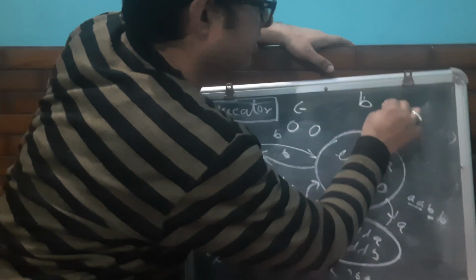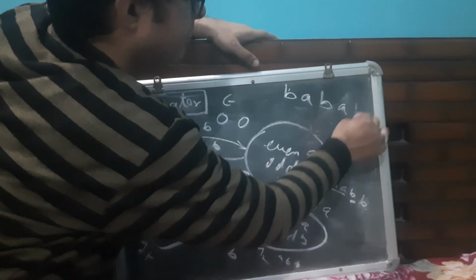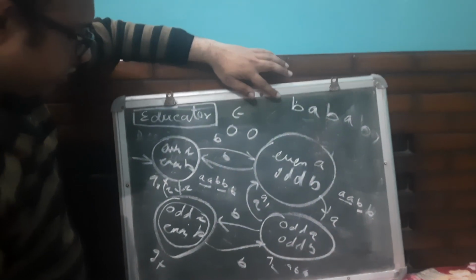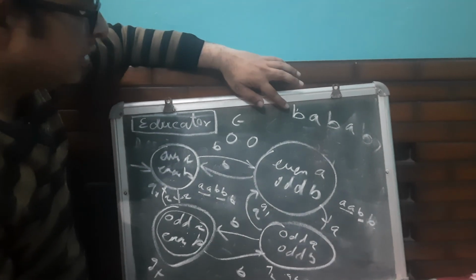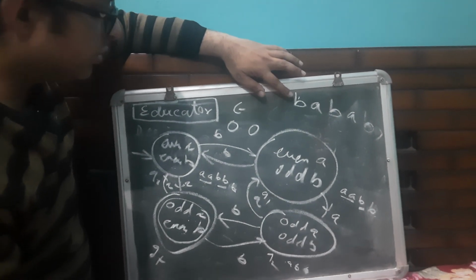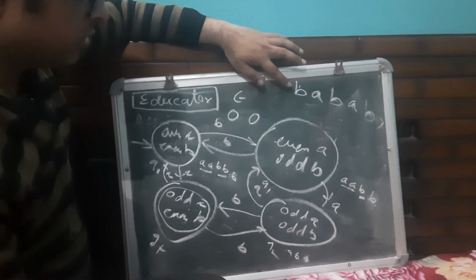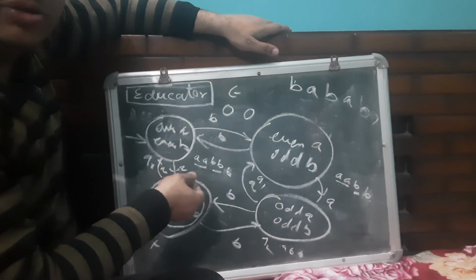Consider a random string, B, A, B, A, B. Now, according to the situation, it contains an even number of A's and an odd number of B's. This should not be accepted. Let us check through this automata whether this would be accepted or not.